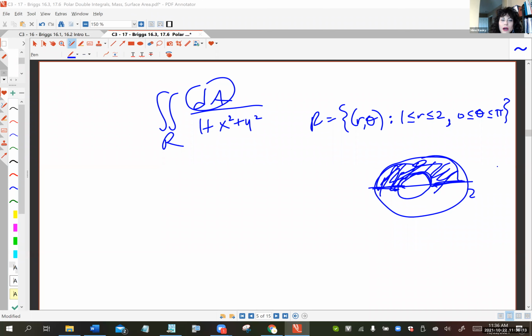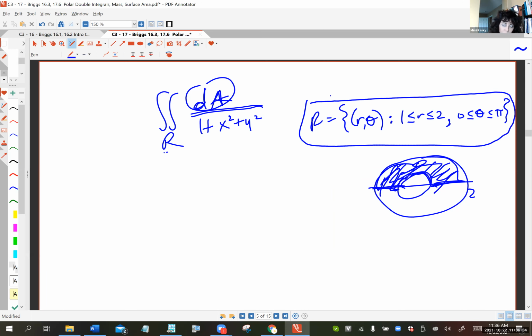Okay, so here's a problem not in your course reader that I'd like you to try. And if you're viewing this at home, after you write this down, pause it and see if you can do it. So you're going to do a double integral on a dA, that's just your area element, and then in the denominator, 1 plus x squared plus y squared. And the region, they're giving it to you. They're handing it to you on a silver platter. It's all the points (r, theta) such that r lies between 1 and 2. Theta lies between 0 and pi. Okay?